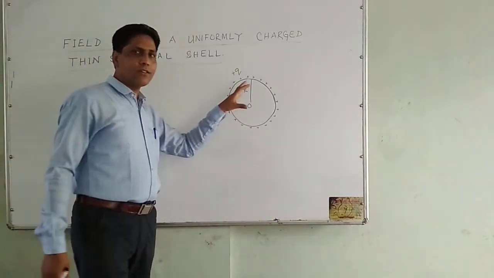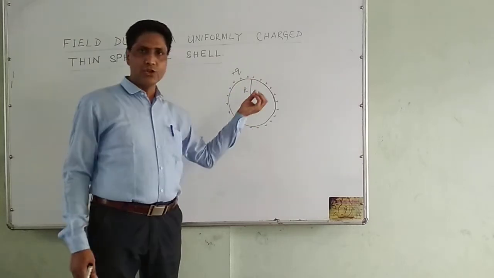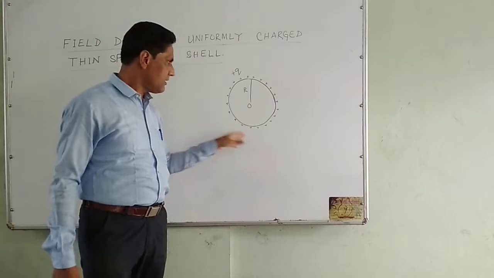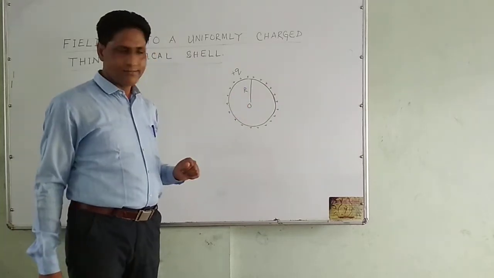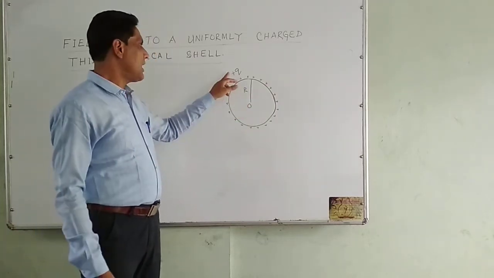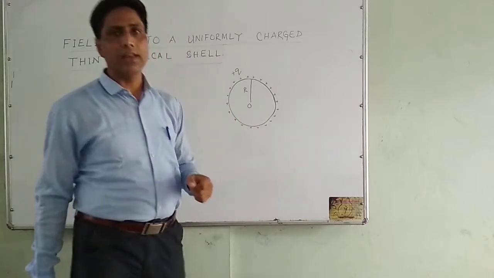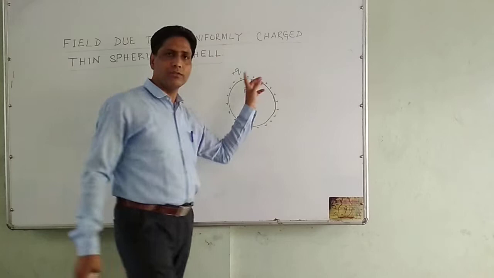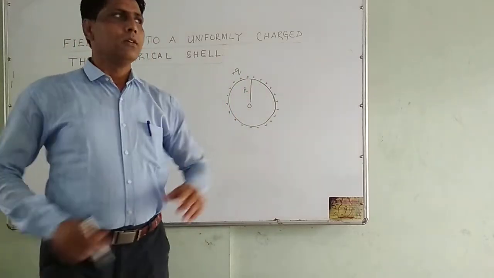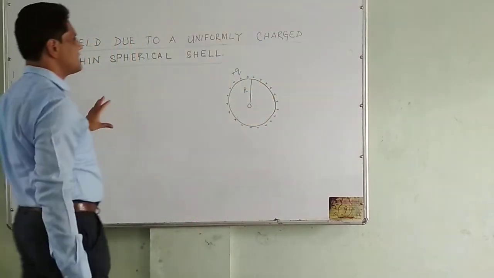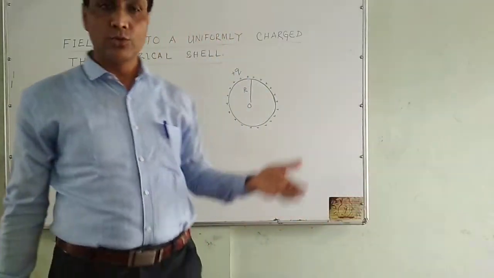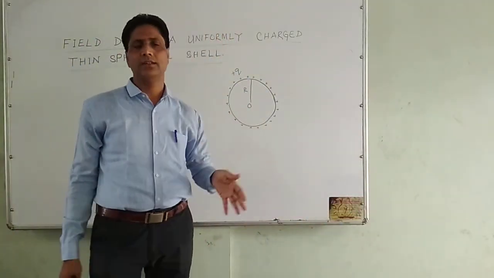For that we have assumed that this is a spherical shell with radius r, center O, and a total amount of charge which is uniformly distributed throughout the entire surface of the shell. For this, I presume that you have learned Gauss's theorem, which I shall use here.